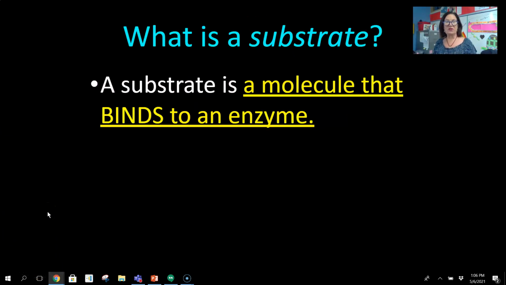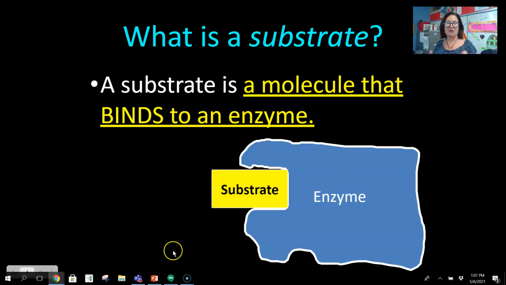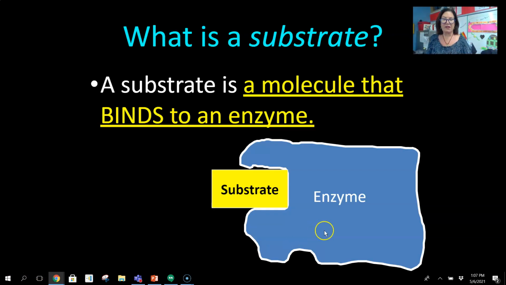So what is a substrate? We know an enzyme is a protein that speeds up a reaction. A substrate is a molecule that binds to that enzyme. So if this is my enzyme here, this would be my substrate, right? This is what is going to cause the substrate to either be broken apart, or maybe two substrates go in and they're going to be bound together.